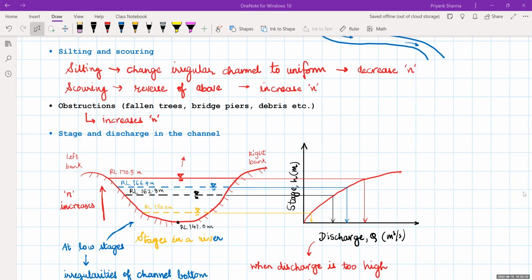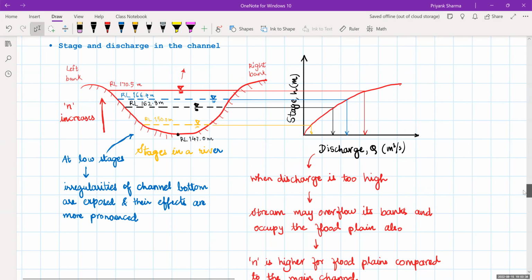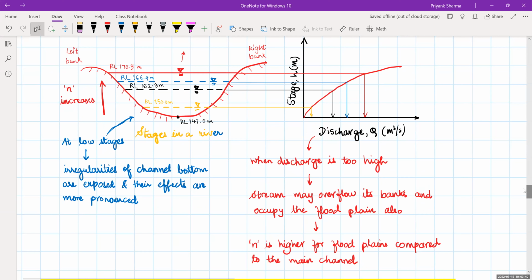Now, when the stage is very low, whatever irregularities are there in the channel bottom are very pronounced, and their effects would be very significant in offering resistance to flow. So at low stages, if your channel bottom has so many irregularities in terms of vegetation, gravels, boulders, then it will offer more resistance. Now, let us say when it is in mid stage, the resistance will be a little bit lesser as compared to that due to a low stage.